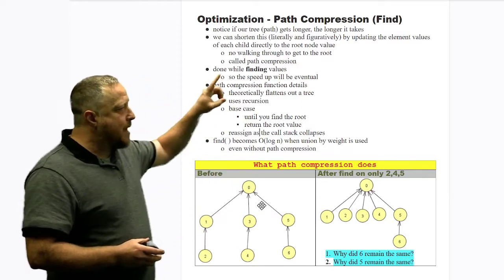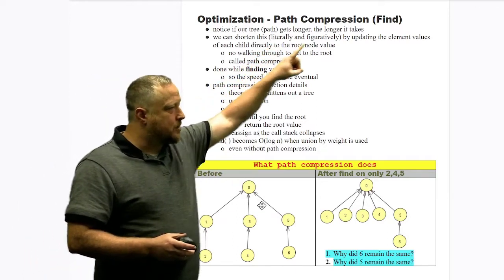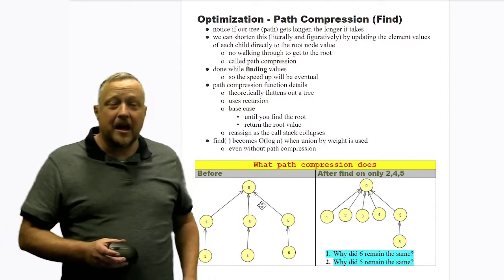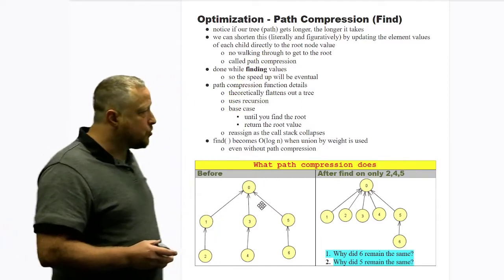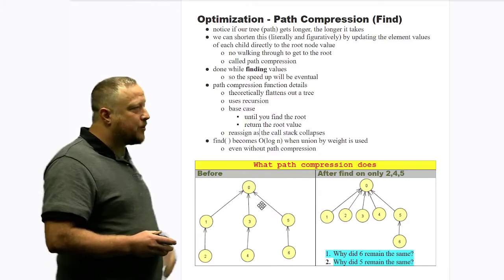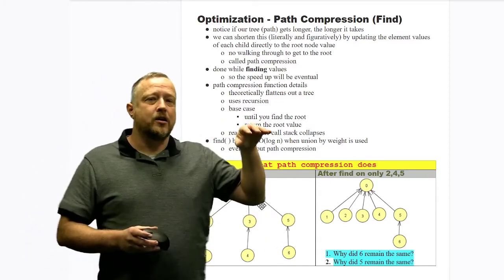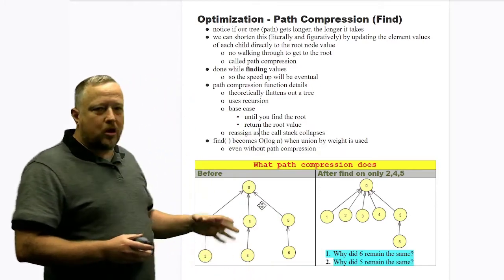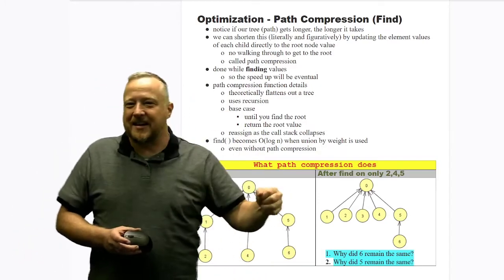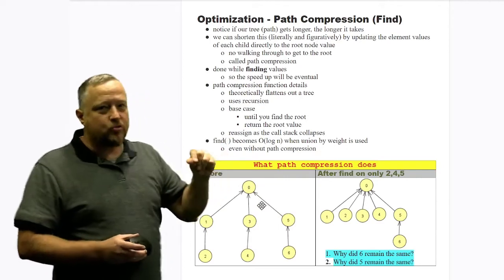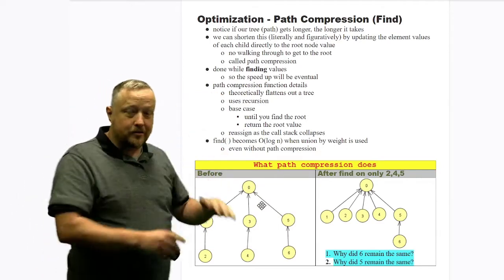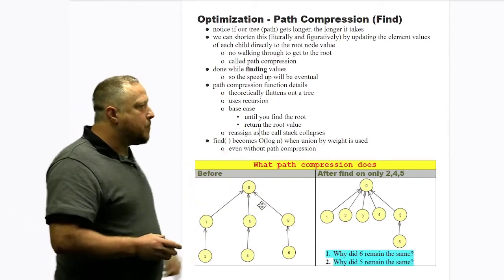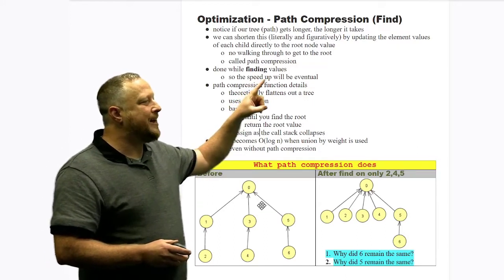So what's going to happen is that this algorithm is literally and figuratively going to shrink the tree by updating the element values of each of them directly to the root. So that eliminates a really long line, and now you're directly connected to the root. So it's really going to shrink that tree and make it, well, into a shrub, basically. But anyway, it's done while you're finding the value.